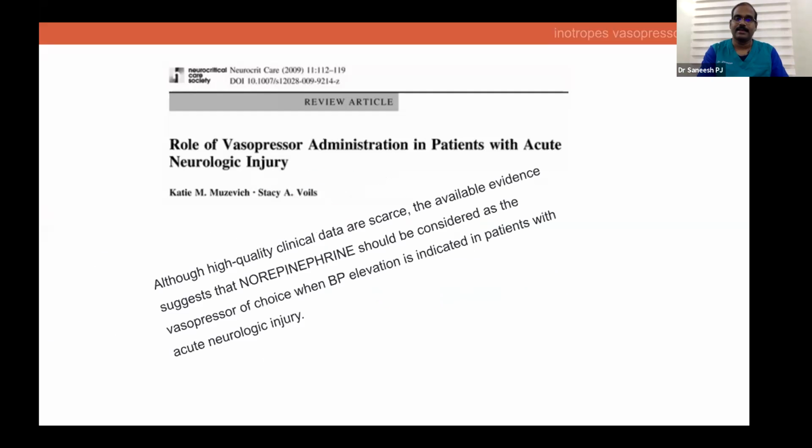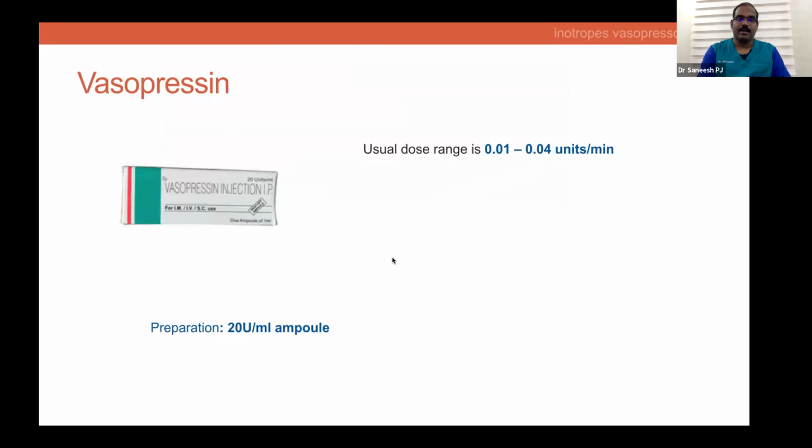These agents are shown to have advantages in specific populations. Although high quality clinical data are scarce, the available evidence suggests that norepinephrine should be considered as the vasopressor of choice when blood pressure elevation is indicated in patients with acute neurological injury. Vasopressin, I said, is coming in a 20 units per ml ampule. The usual dose range is 0.01 to 0.04 units per minute.